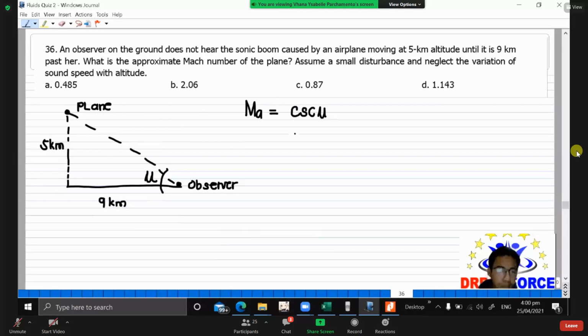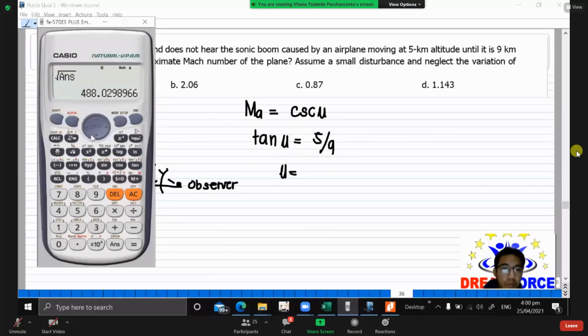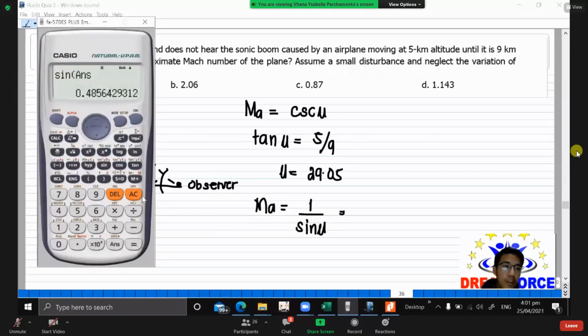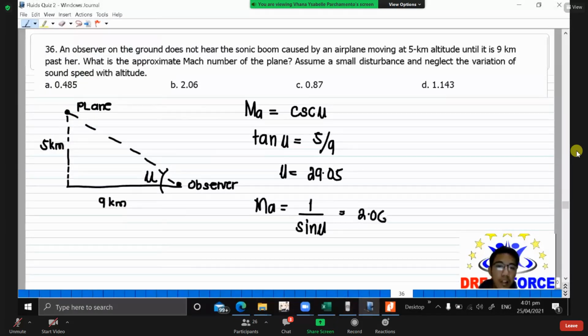So first is hanapin ko yung mu. Anong trigo identity? Tangent. So tangent of mu is equal to 5/9. So ano yung value ng mu natin? Okay, so inverse tangent of 5/9, yung 29.05. So ang sinasabi niya dito cosecant, ano ulit yung cosecant? That is 1/sine of mu. So take the sine of the mu, then inverse natin, you have 2.06 Mach number. So the answer here is letter B.